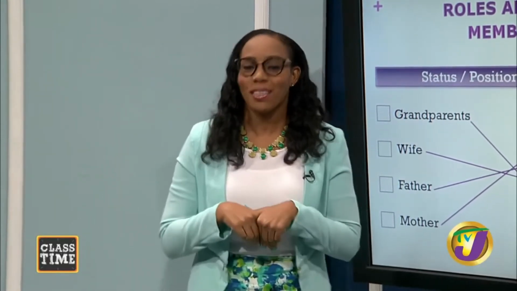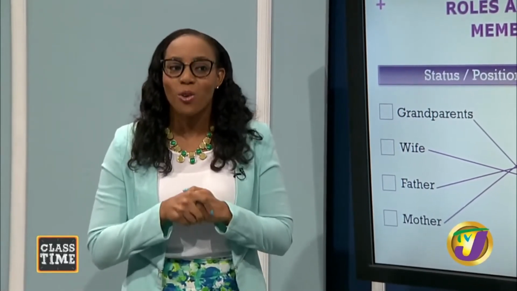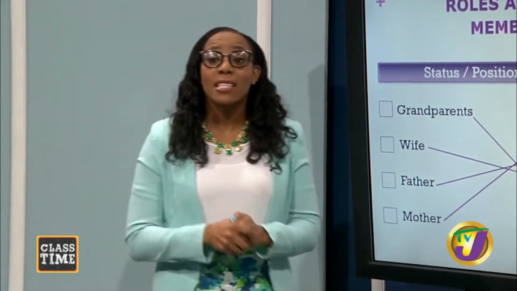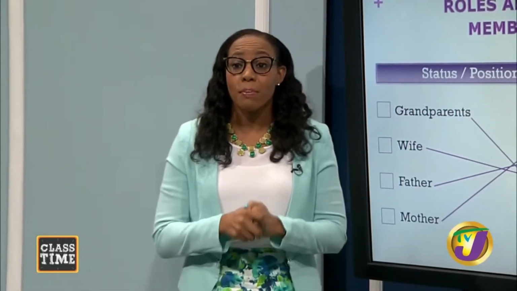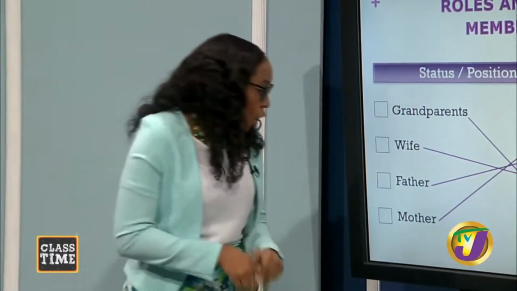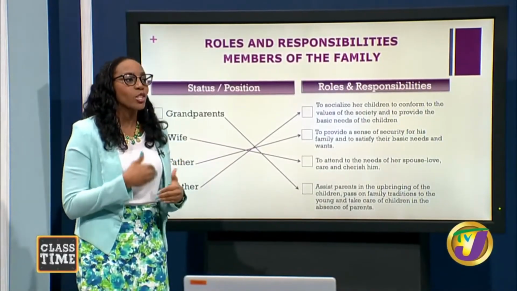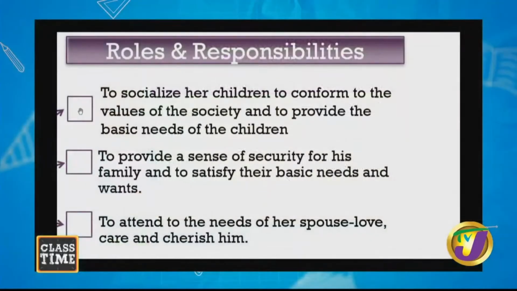Him give you lunch money. Daddy tell you that him love you? Him hug you up and kiss you and these things? Good. So, the father is supposed to provide a sense of security for his family, and he's also expected to satisfy the basic needs and wants, right? We now move to the mother. The mother socializes her children to conform to the values of society and to provide the basic needs of the children. We understand those, don't we?